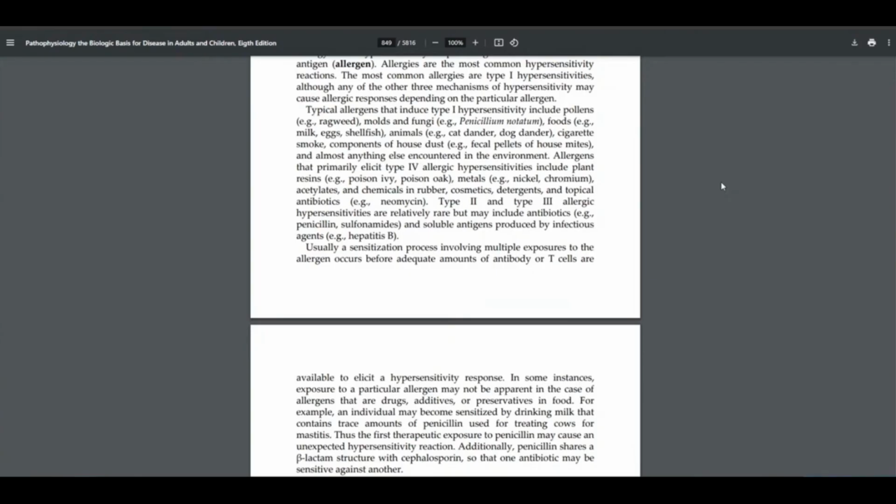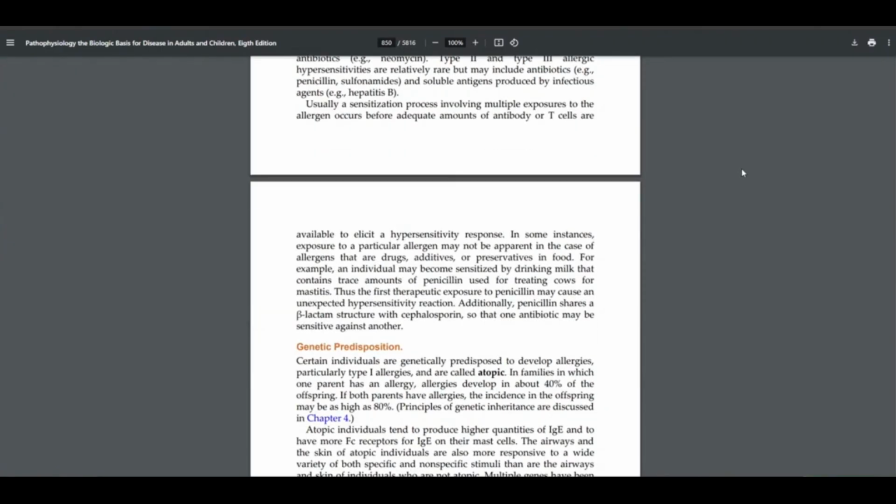Allergens that primarily elicit type 4 allergic hypersensitivities include plant resins, poison ivy, poison oak, metals such as nickel and chromium, and acetylates, and chemicals in rubber, cosmetics, detergents, and topical antibiotics like neomycin. Type 2 and type 3 allergic hypersensitivities are relatively rare but may include antibiotics like penicillin and sulfonamides, and soluble antigen produced by infectious agents like hepatitis B.